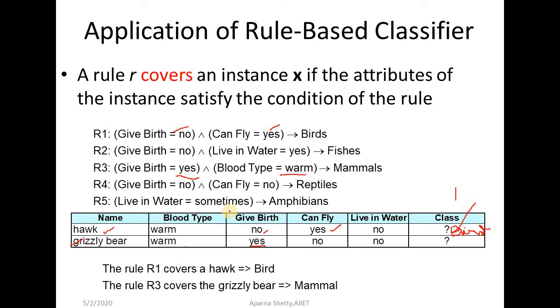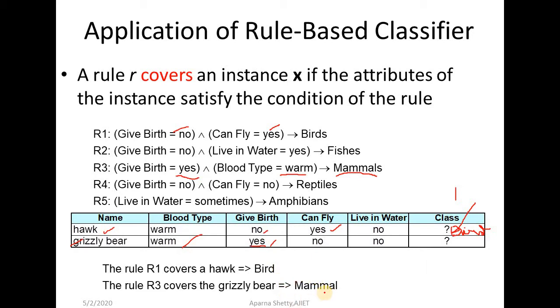And blood type is equal to warm is also satisfied here. Correct? Blood type warm is also satisfied. Both the conditions are satisfied. So, I can say that rule R3 covers a grizzly bear. It will classify it as mammal. Okay? R3 covers grizzly bear as mammals. Okay? Next, if you see here, these are the two records where hawk is classified as bird and grizzly bear is classified as mammals.